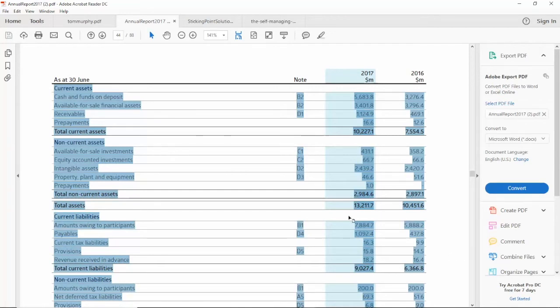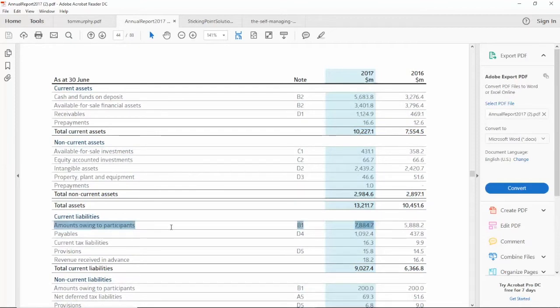There was not, other than this line here, amounts owing to participants. So to my understanding, because they are an exchange, they have to hold assets and liabilities on their balance sheet, even though they're essentially just a platform that other people use. They don't have any hard assets of their own other than, or the soft assets of their own other than their software. Hard assets, I guess, would probably be people and their equipment, so not too much there.